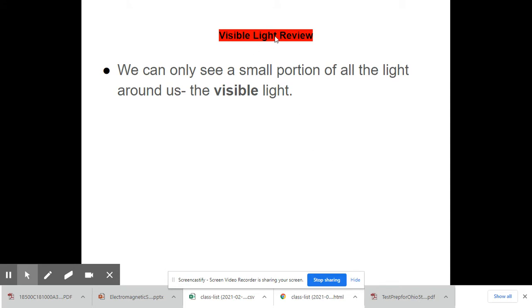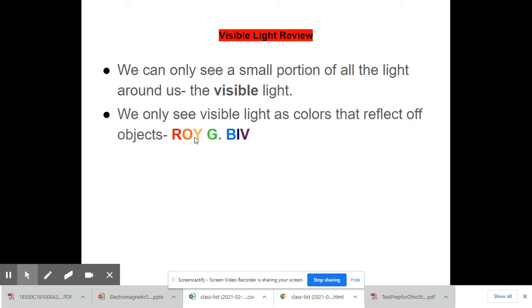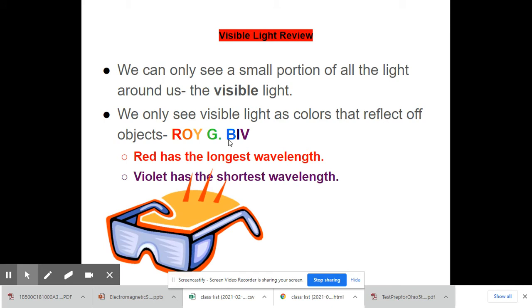So remember when we talk about visible light, we as humans only see a small portion of all the light. We call this visible. We only see the visible light as colors that reflect off the object. So what we see are what is being reflected. Think about Roy G. Biv: red, orange, yellow, green, blue, indigo, violet. In order, red has the longest wavelength, violet is the shortest wavelength.